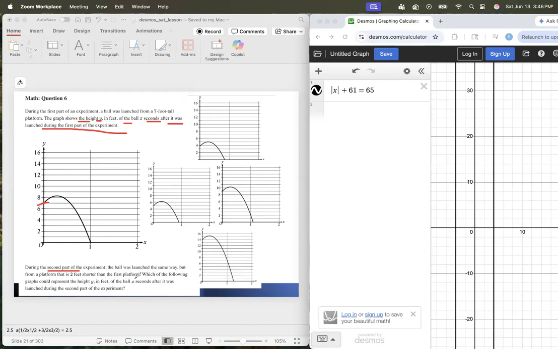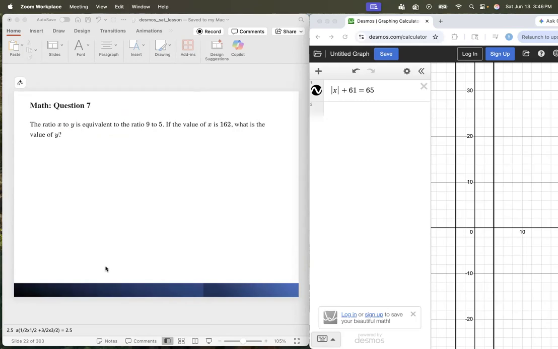During the second part of the experiment, it was launched 2 feet shorter. That means I have to go below 7. That means I'm looking for 5. What should be the graph? Well, this is above 7. This looks like between 4 and 5, between 4 and 6. Therefore, that's the right answer. This is 14, and this is your right answer. You just look at the graph and you pick it and you go.